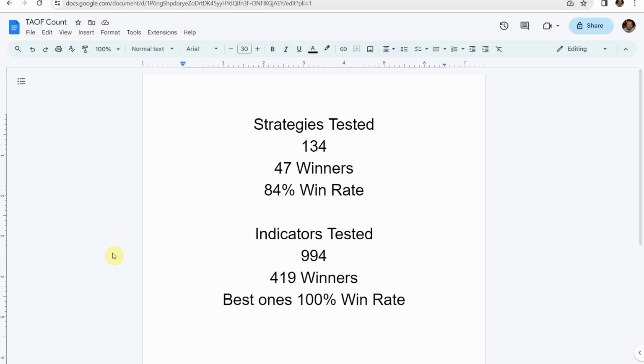So to date, we have tested a total of 134 different strategies, with 47 of them being winners. The best one so far was able to achieve an 84% win rate. That is the Academy of Forex strategy with the Z-score probability indicator. We've also tested a total of 994 indicators, with 419 of them being winners. Now keep in mind that we test most of these indicators and strategies on the Forex and crypto market, but they can be applied to just about any market and time frame universally.